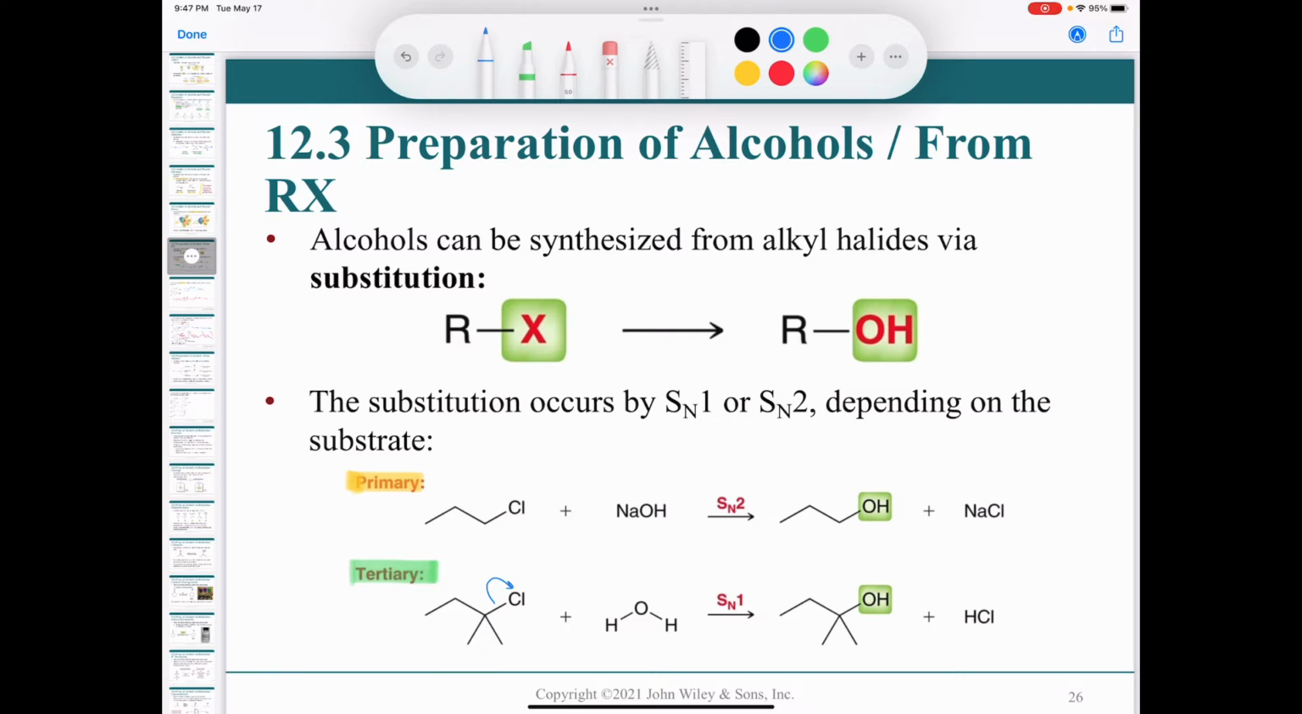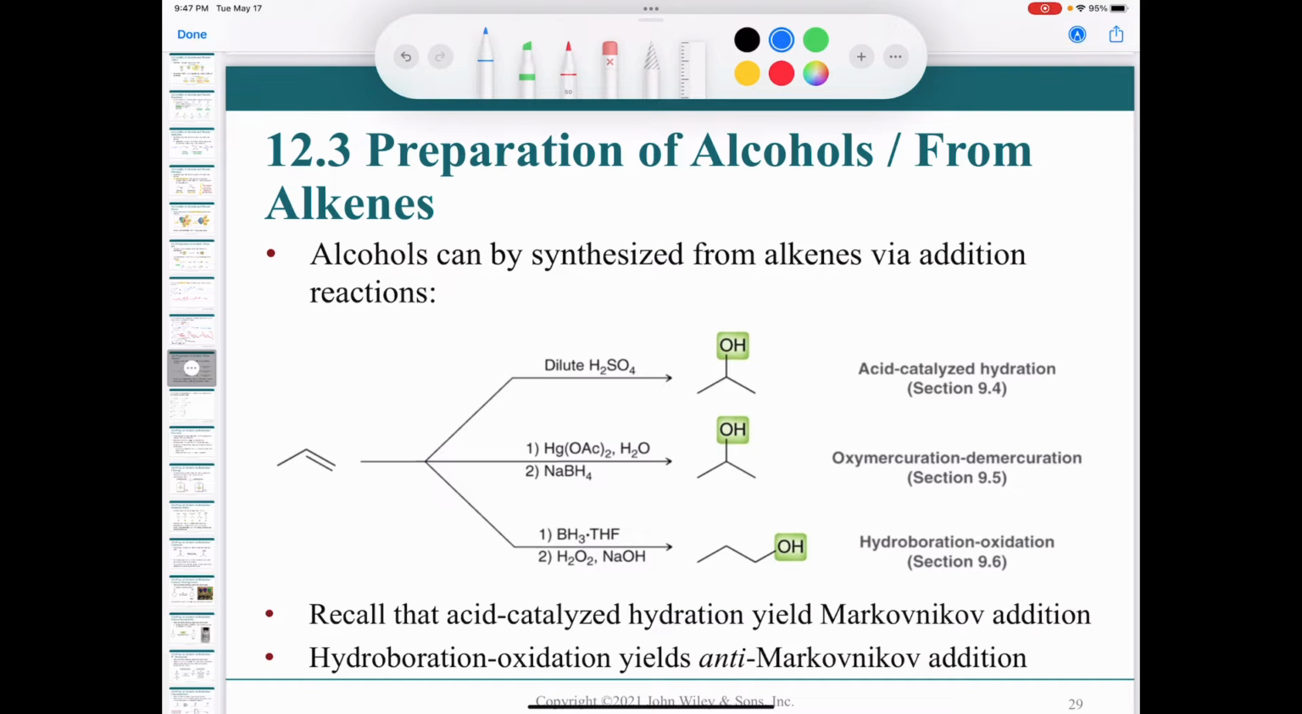We also learned how to add water across a double bond in Organic Chemistry 1. In Chapter 9, we learned that you can do the Markovnikov addition of water across an alkene using sulfuric acid, and instead of writing dilute H2SO4, you can also use dilute hydrochloric acid or other strong acids, and thus you can just write H3O plus for the Markovnikov addition.